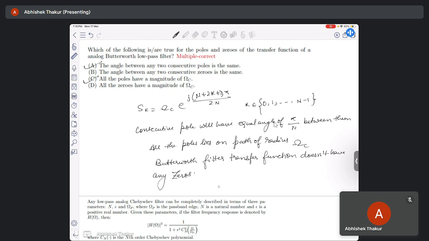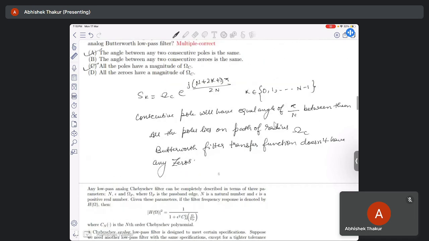So options A and C are correct, because D is saying all the zeros have a magnitude of omega c, but there is no zero of the transfer function. And B says the angle between any two consecutive zeros is the same. So if it does not have any zero, then how can we find the angle? So options B and D are not correct.